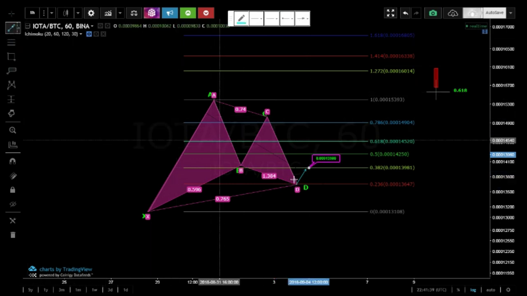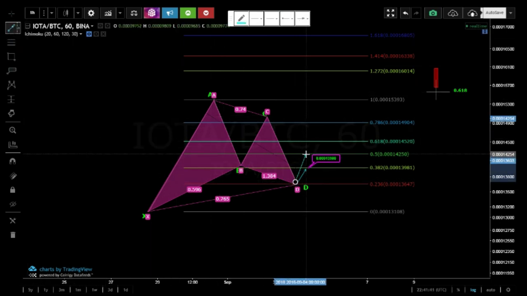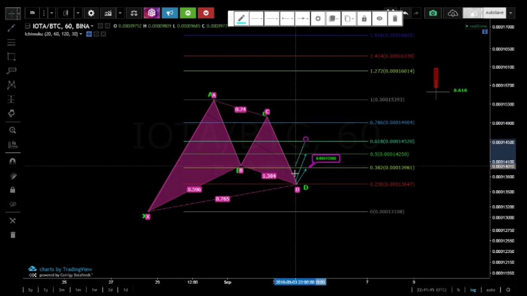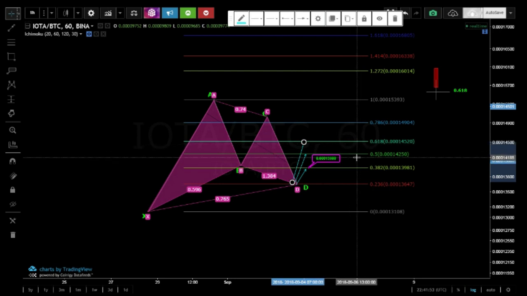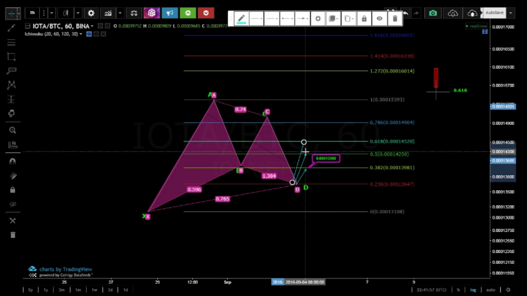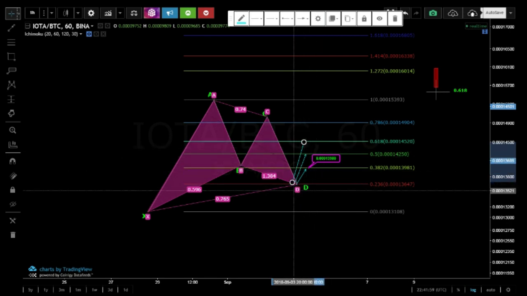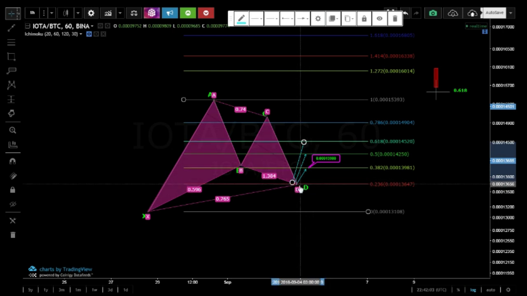followed by the 0.5 and 0.618. So these levels, 0.618, 0.5 and 0.382, are the levels to look out for whenever you've bought any particular coin at this level.